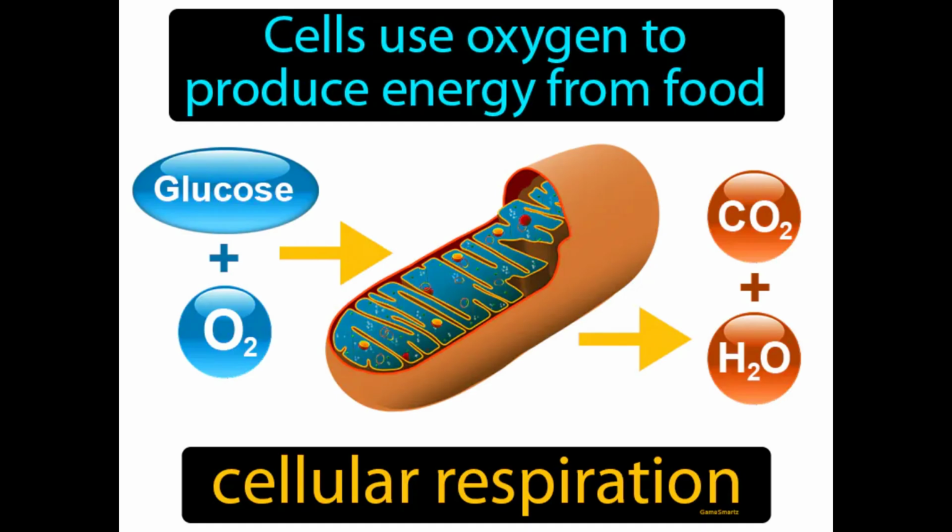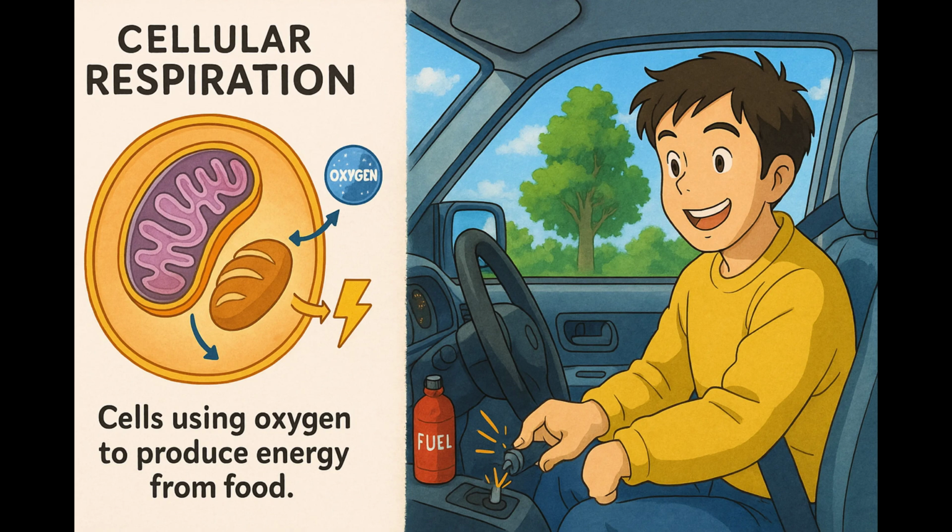Cells using oxygen to produce energy from food. Cellular respiration. It is a process where cells break down food and use oxygen to release energy. Imagine trying to start your car on a cold winter morning, only to find out that you need fuel and a spark to get the engine running.